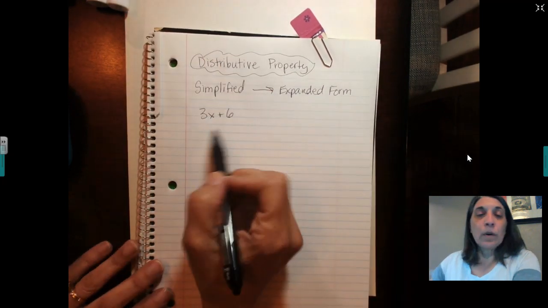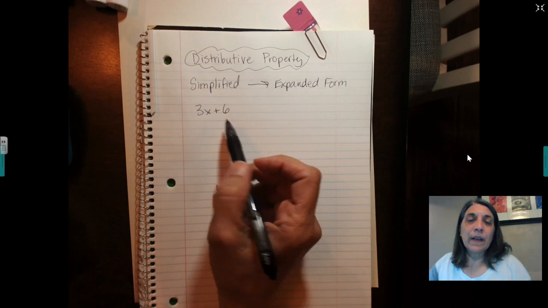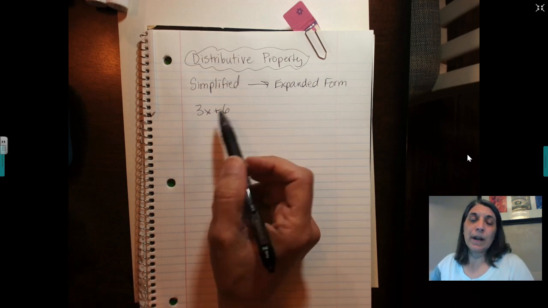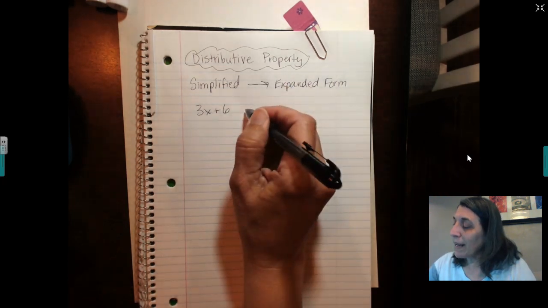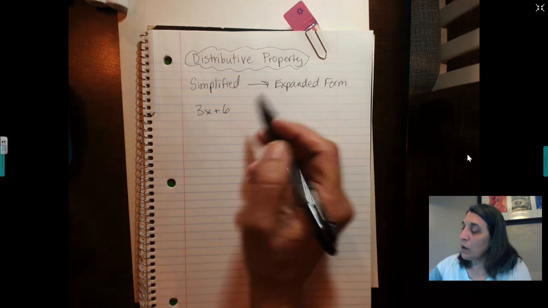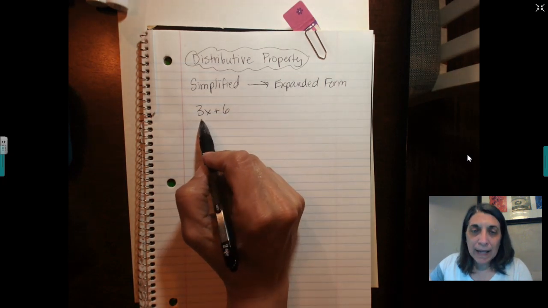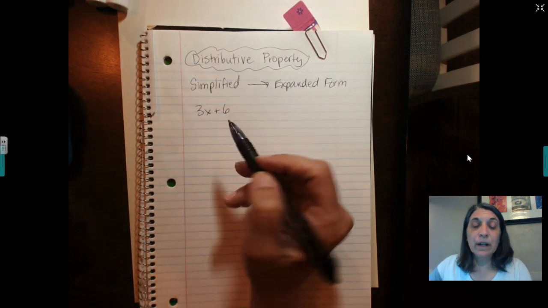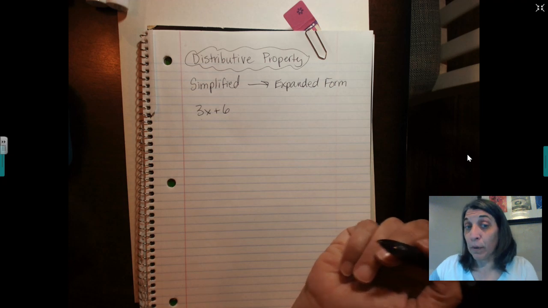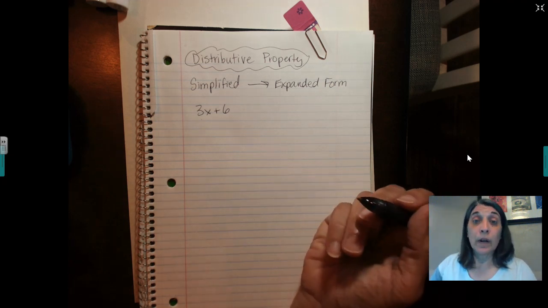We're going to call this form the simplified form because we've done everything we can to this. We can't do anything else unless somebody tells us what X is. Right now it's simplified. So how do I get it into expanded form is what we need to talk about next. So I have to think about is there a number that both 3x and 6 have in common? Is there like a greatest common factor to both of these numbers? And I want to go with the largest one.